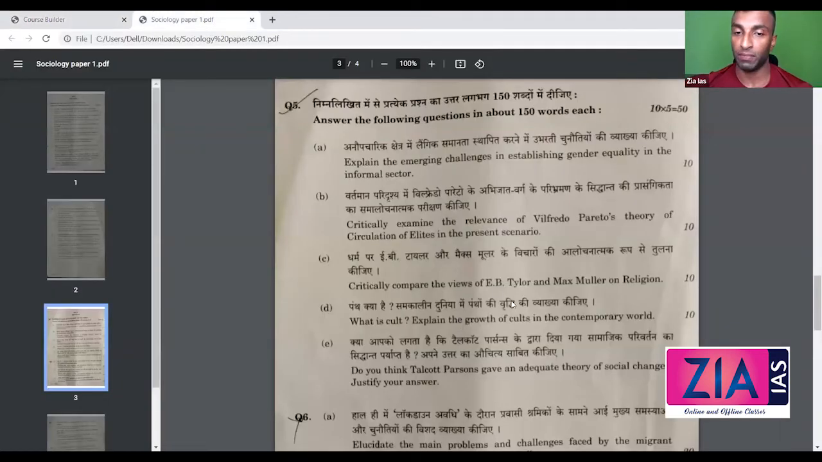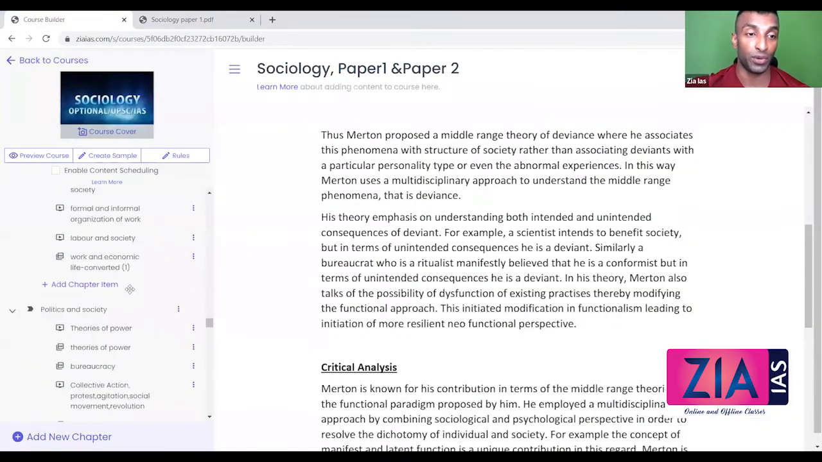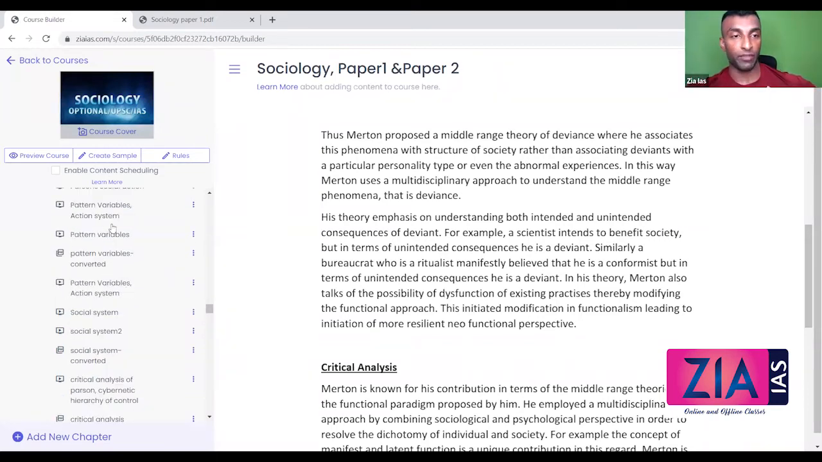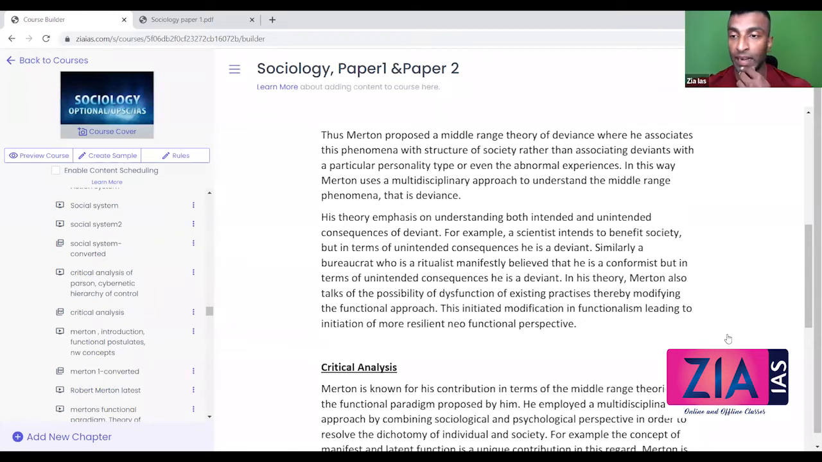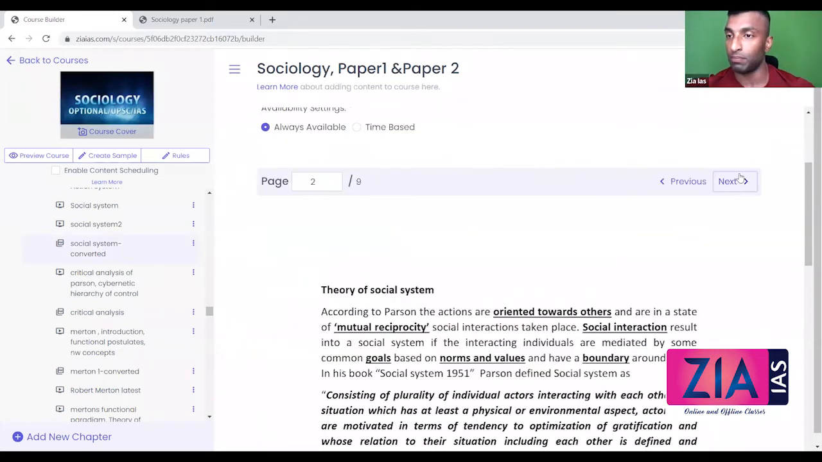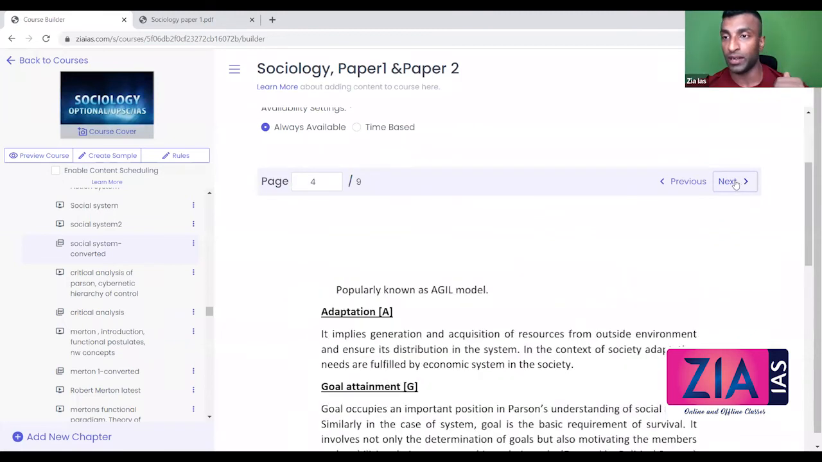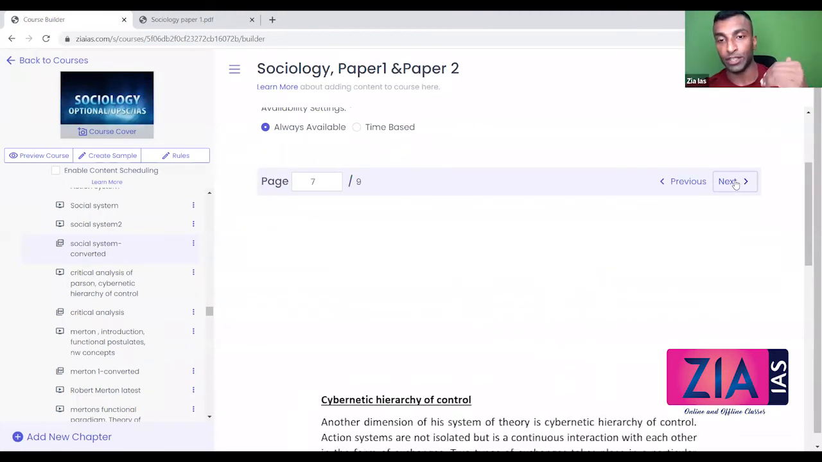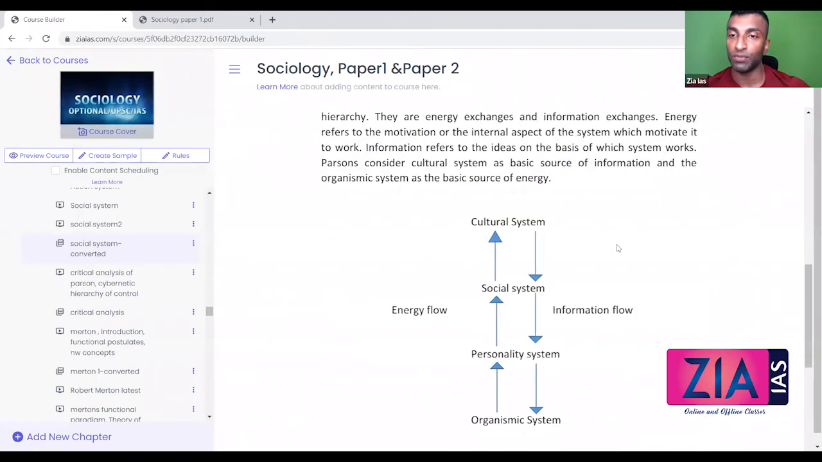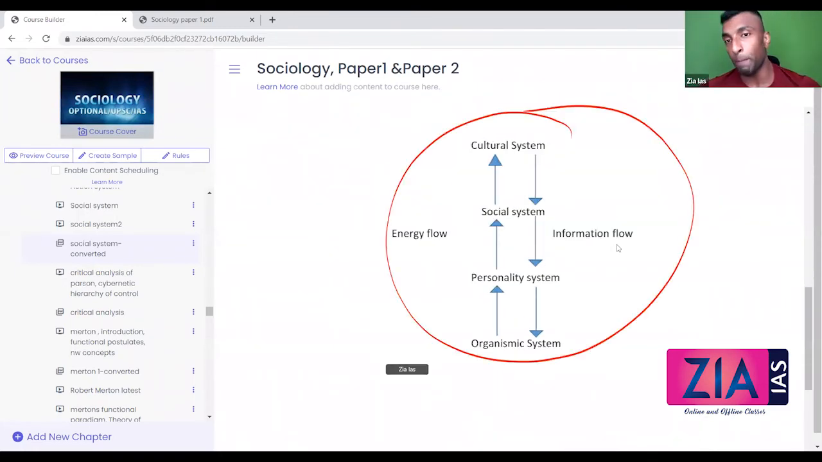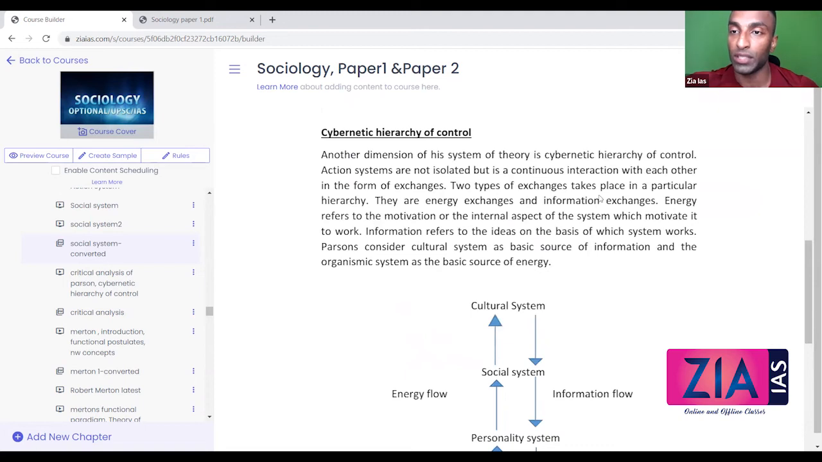Very, very important topic. Do you think Talcott Parsons gave an adequate explanation of social change? Any confusion here, guys? What did we discuss? The cybernetic hierarchy of control. We discussed moving equilibrium. When we discussed the cybernetic hierarchy of control, I told you that there will be an action system and there is a flow of energy and information, and that flow should be managed. If there is any break in the flow, there will be a disturbance. So how did the disturbance come? When there is a break in the flow. And how will this disturbance be solved?